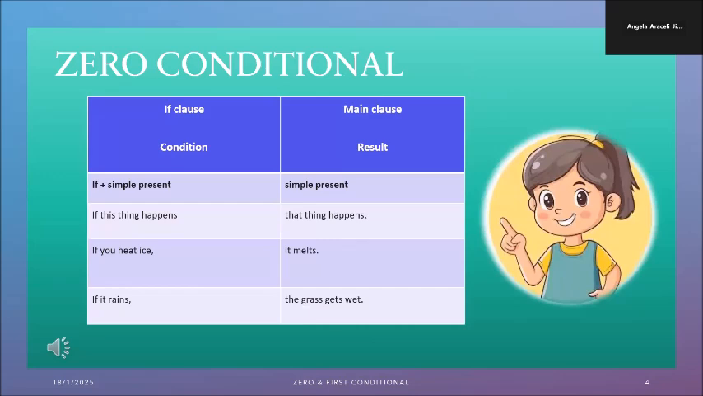The zero conditional is used for when the time being referred to is now or always, and the situation is real and possible. The zero conditional is often used to refer to general truths. In zero conditional sentences, the tense in both parts of the sentence is the simple present. Let's see these examples. If you hit ice, it melts. If it rains, the grass gets wet.